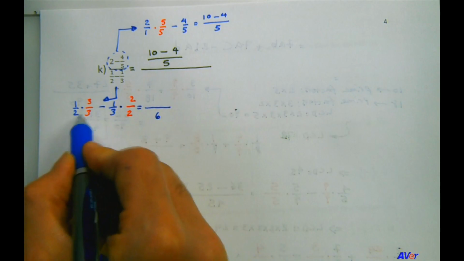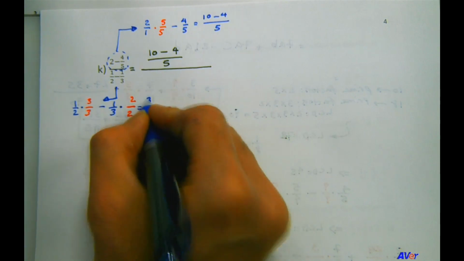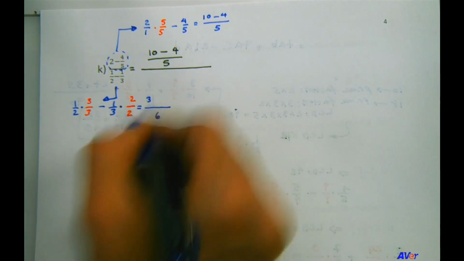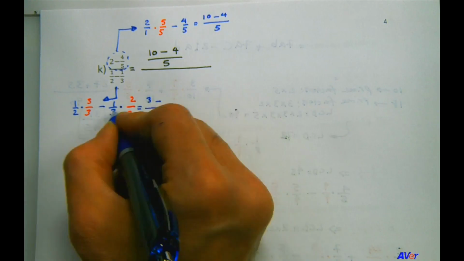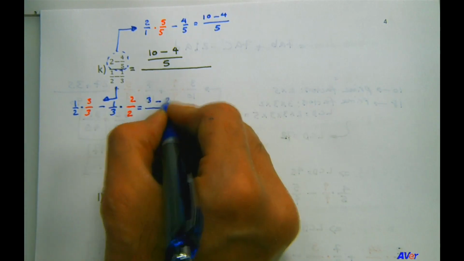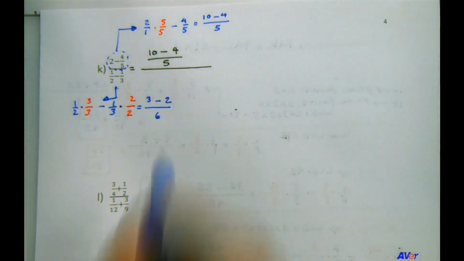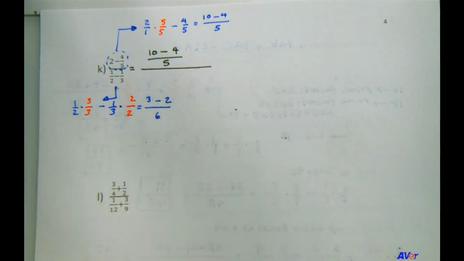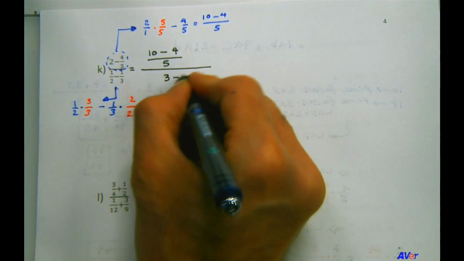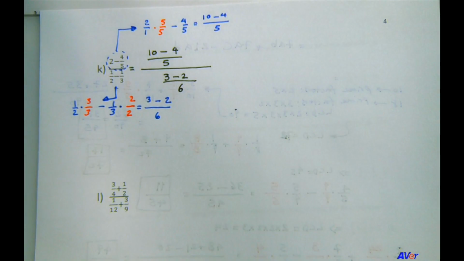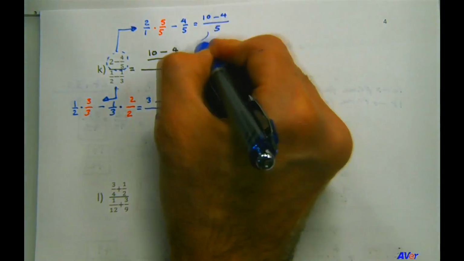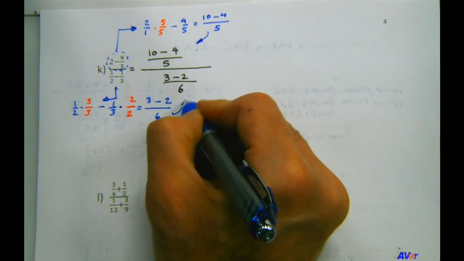Then we have 1 times 3 is 3, minus 1 times 2 is 2, right? Okay, so I'm going to put this here. 3 minus 2 over 6. So now you know where these numbers are coming from. That comes from that, and this comes from that.